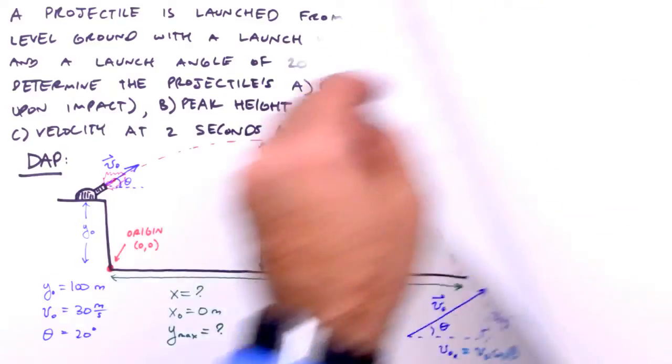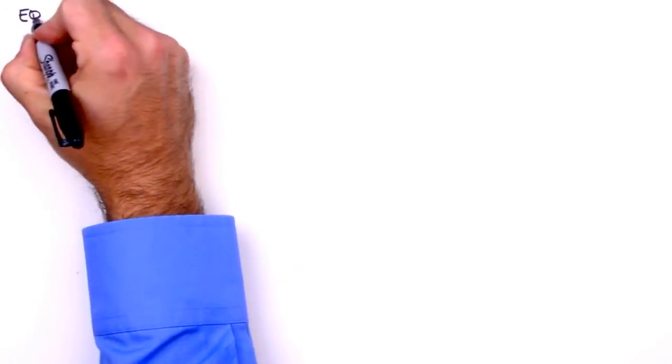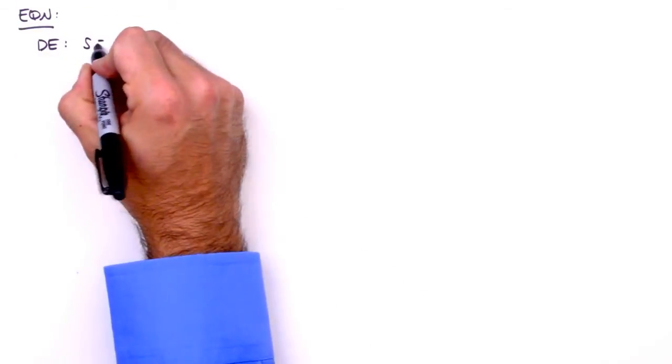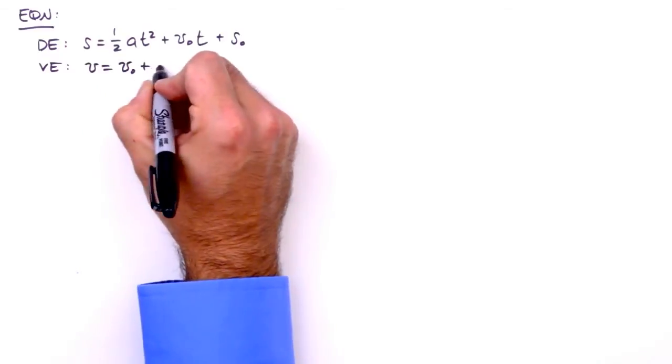Okay, we're finished with identifying the knowns and unknowns. Now we're ready to move on to the next step, selecting the appropriate equations for our problem. Since we're dealing with projectiles and ignoring the effects of air resistance, the kinematic equations, namely the displacement equation and the velocity equation, are entirely sufficient to analyze the motion of our projectile.